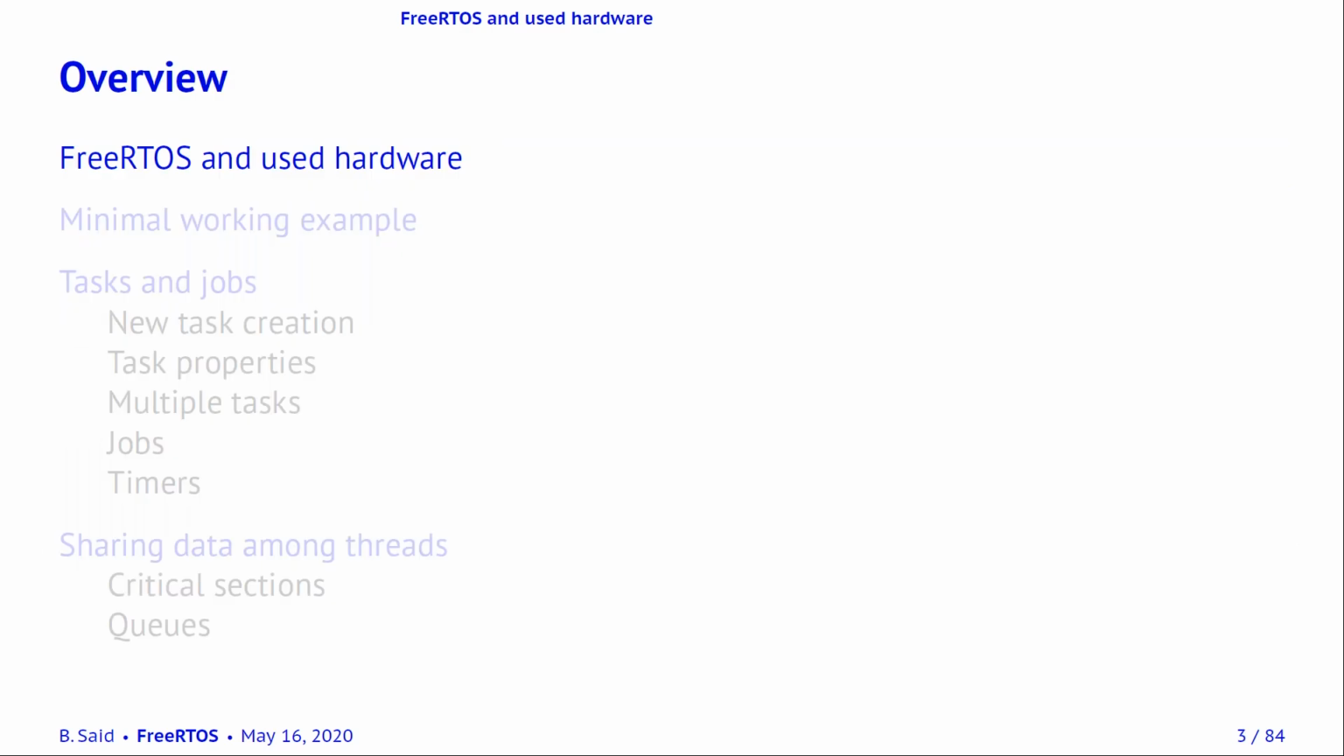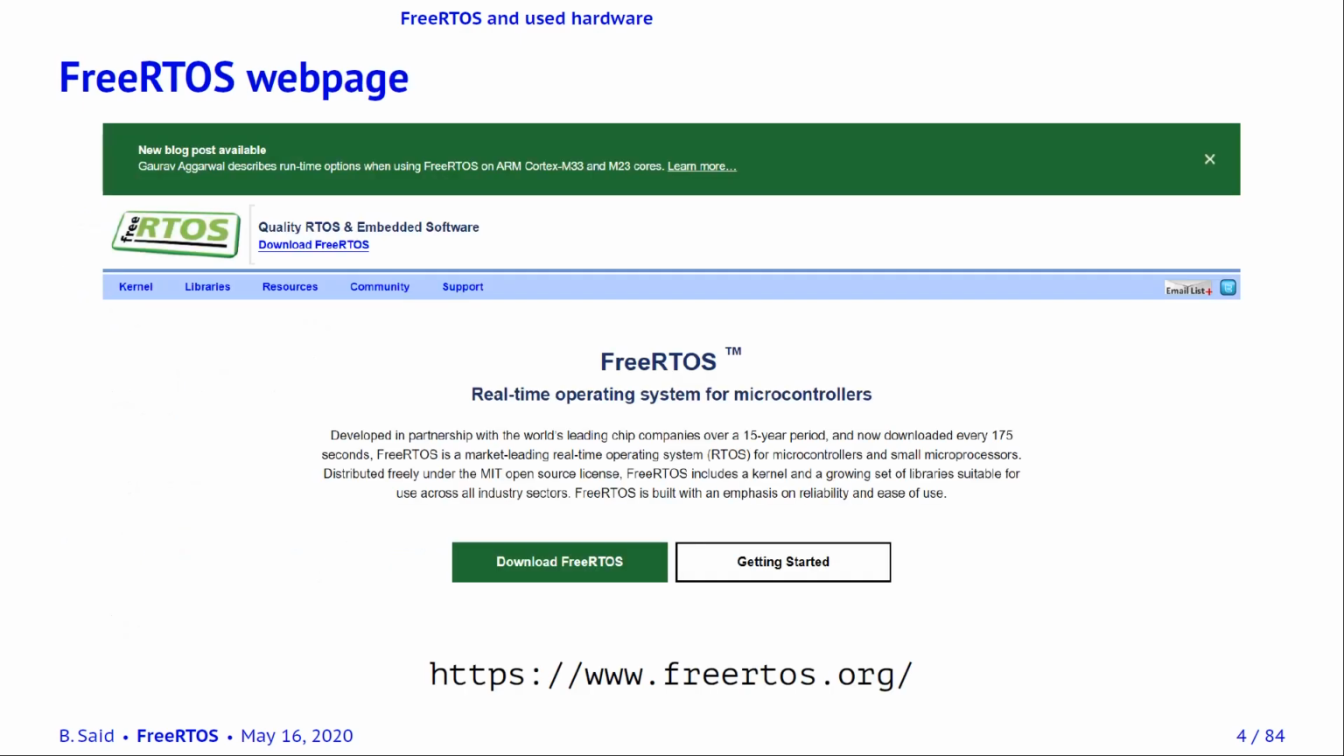First, we are going to talk about the used hardware in general. Then we are going to build the minimal working example, and the main part of the presentation is dedicated to tasks and jobs. In the end, we will talk a little bit about sharing data among threads and the concurrent data structures.